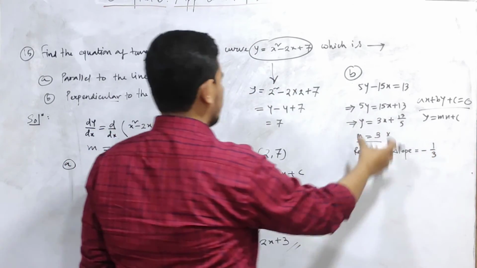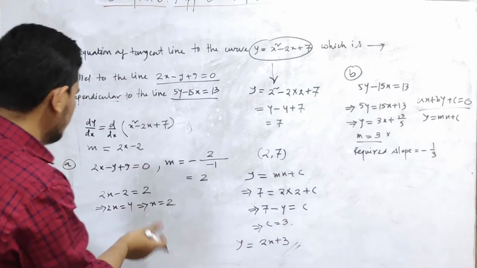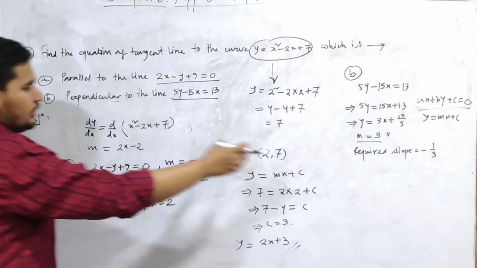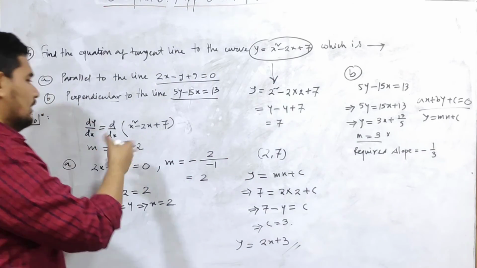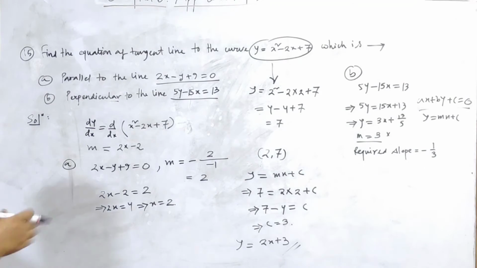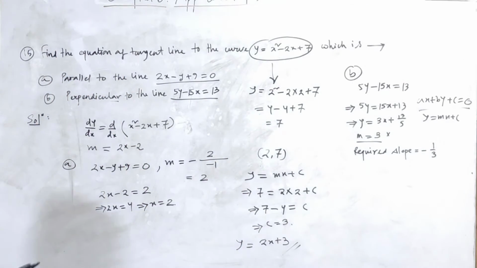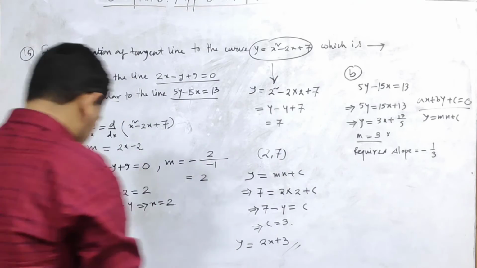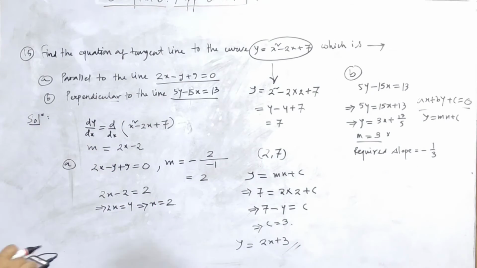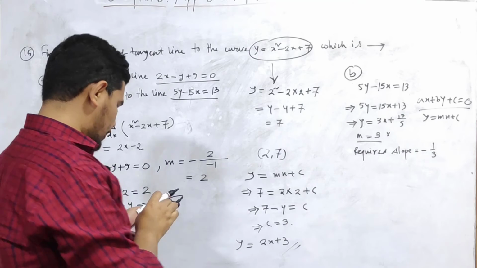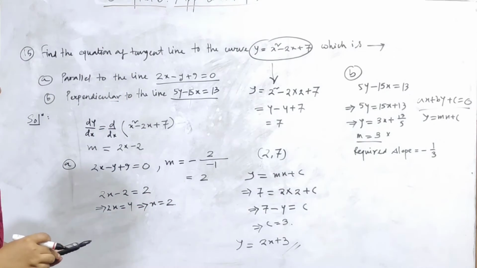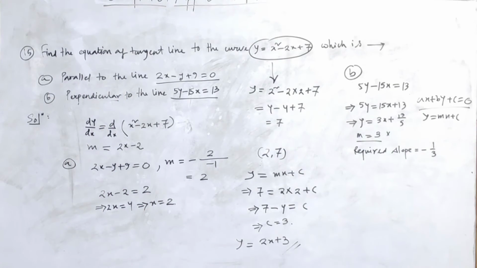And after that you can always find the point by equating 2x minus 2 equal to this, and then you can find the remaining point. Everything you can find out like I have already solved. So this is the concept of tangent and normal. So now there is a small topic here which is called approximation.